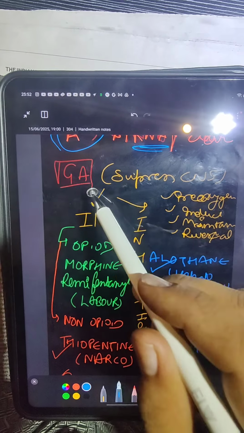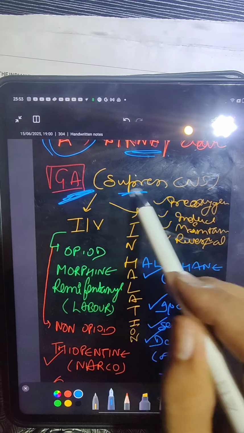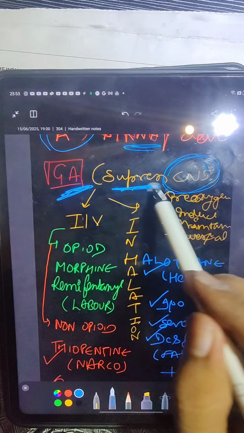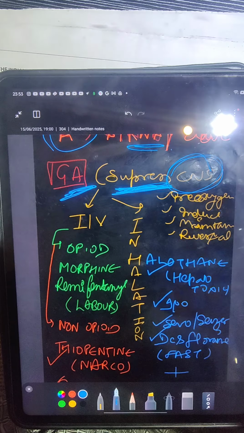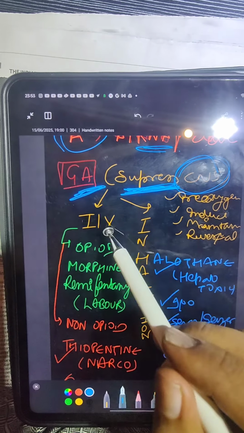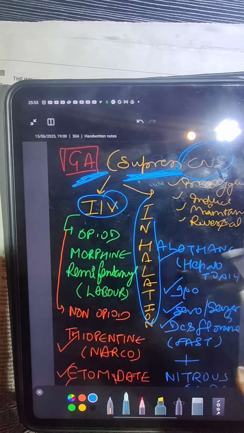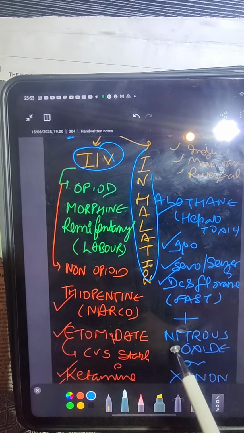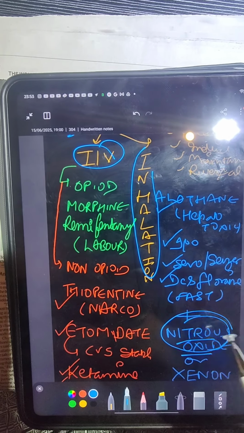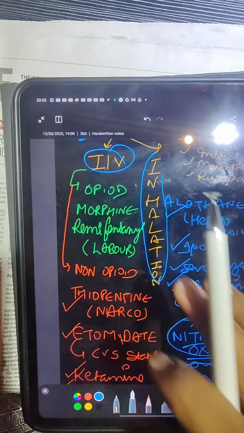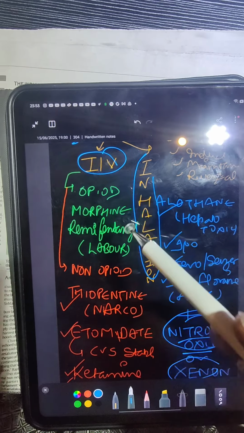Further, general anesthesia, in which CNS becomes suppressed, can be of two types, intravenous and inhalational. In inhalational, what is required is nitrous oxide, that is a carrier gas, and xenon can be used. What are the types of IV?